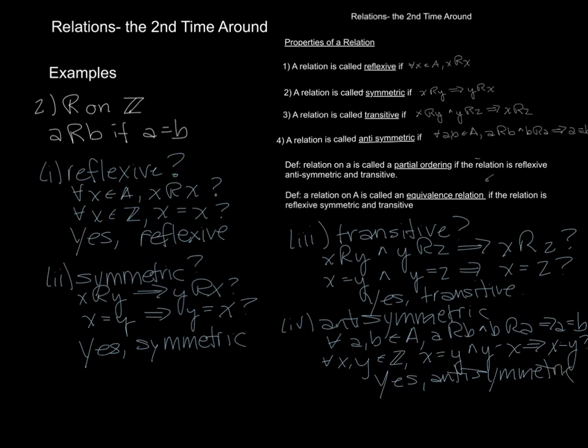Also note, since this relation is reflexive, symmetric, and transitive, it is also an equivalence relation. It is also reflexive, anti-symmetric, and transitive. It's also a partial ordering. But the stronger thing to say is that this is an equivalence relation, and it's also a partial ordering.